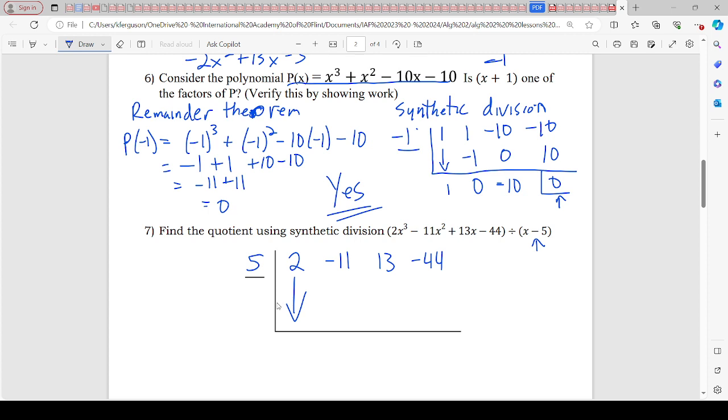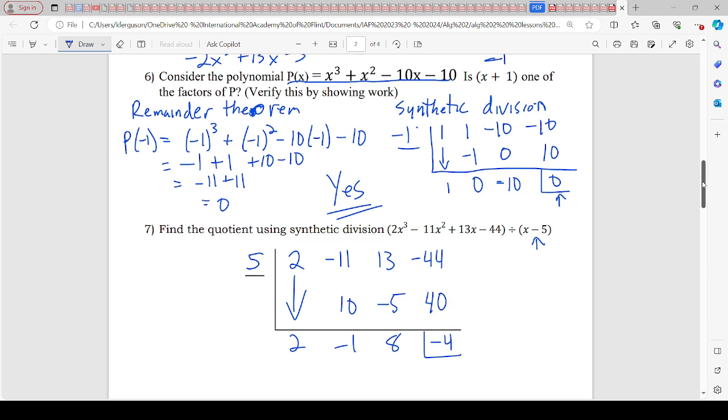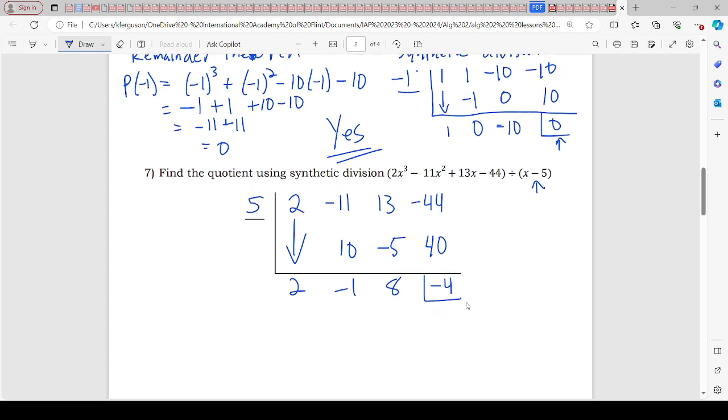So synthetic division. I bring down the 2. 5 times 2 is 10. Negative 11 and positive 10 is negative 1. So then 5 times a negative 1, that's negative 5. And so then I add those together, right? I get what? Positive 8? Yep. So positive 8. So 5 times 8 is positive 40. And I got negative 4. So this one has a remainder.